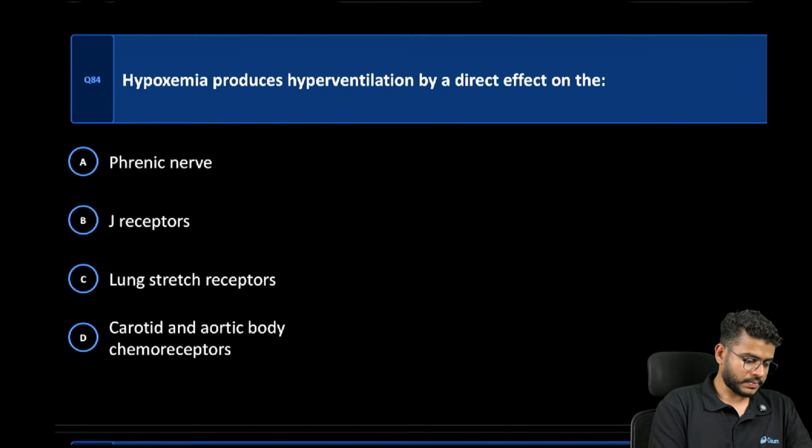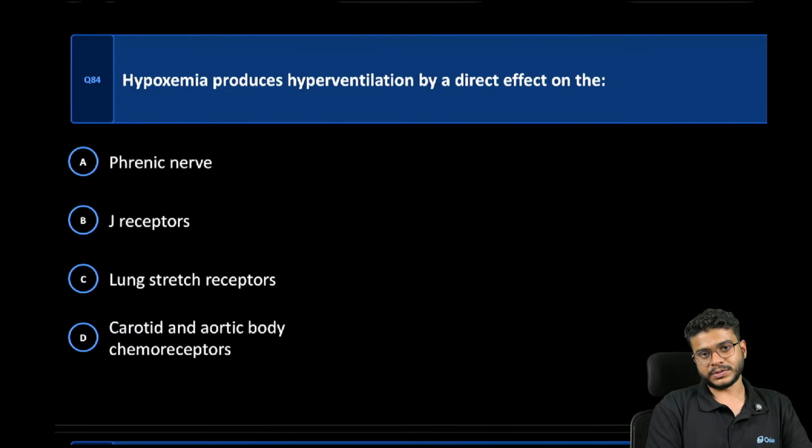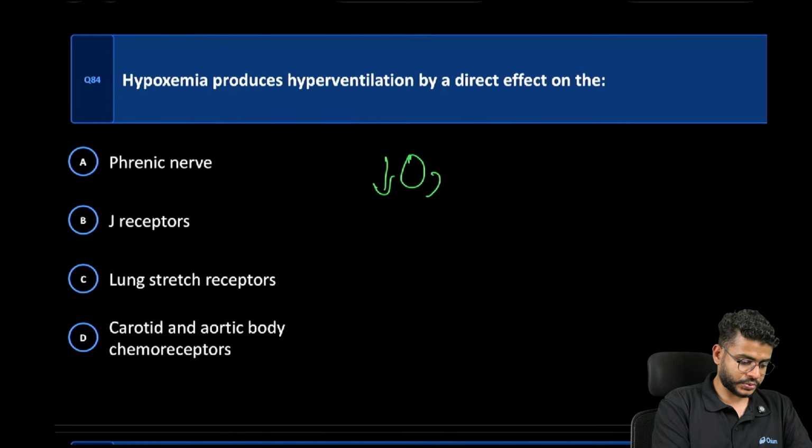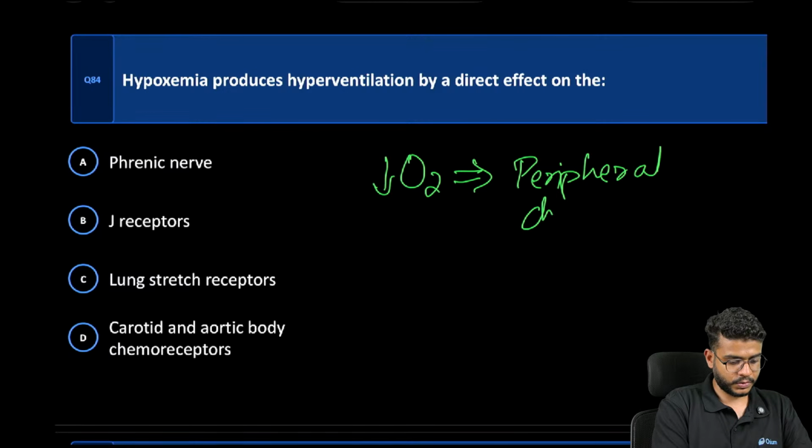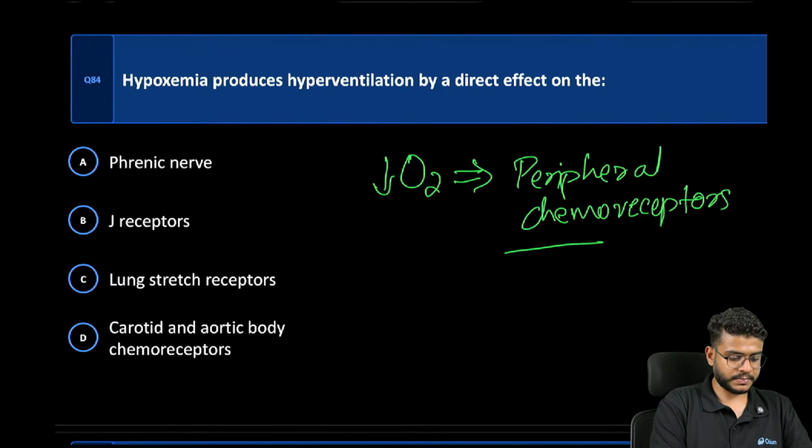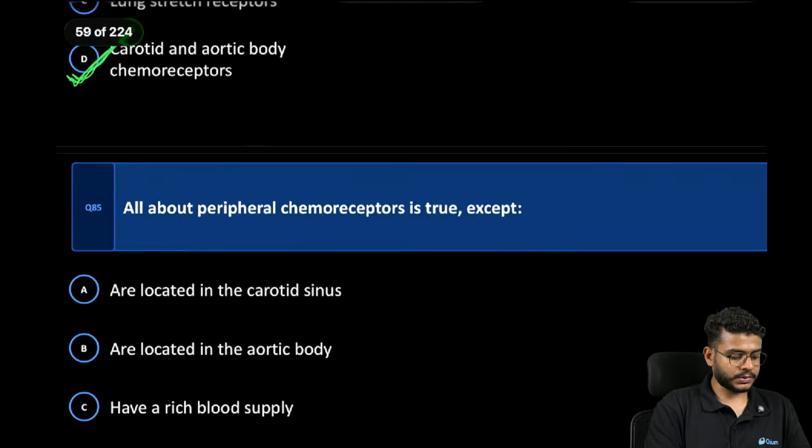Hypoxemia produces hyperventilation by direct effect on. The same question asked in a different manner. Hypoxemia means decreased O2, which stimulates the what? The peripheral chemoreceptors. Okay, where are they present? At the carotid and aortic body. Is that clear? I hope so. Okay, let's go to the next question.